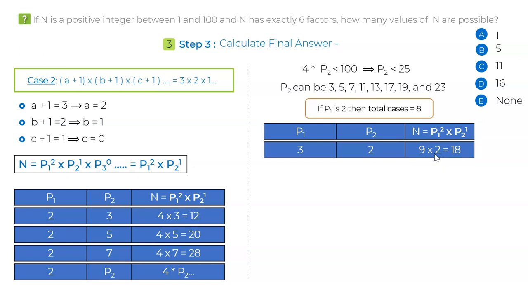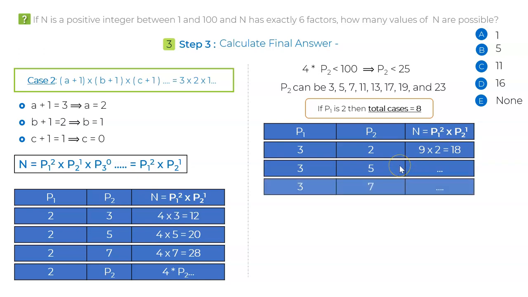Ideally you should be able to come up with the answer that I can go till 9 times 11, right? So you can have 9 times 5, 9 times 7. I'm not writing down the values because it's not necessary. 9 times 11 is 99, and I cannot go any further. If you keep P2 as 13, that will become more than 100, and n cannot be more than 100. Now all cases with 3 are over.